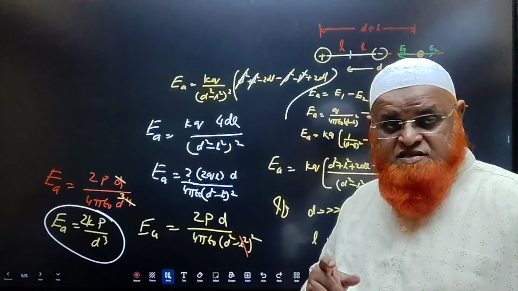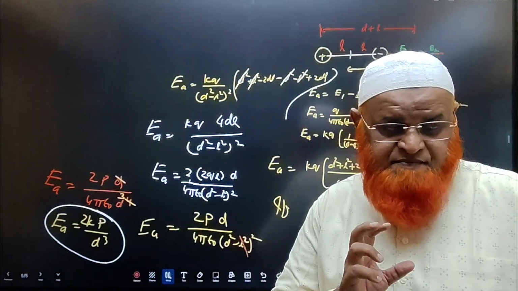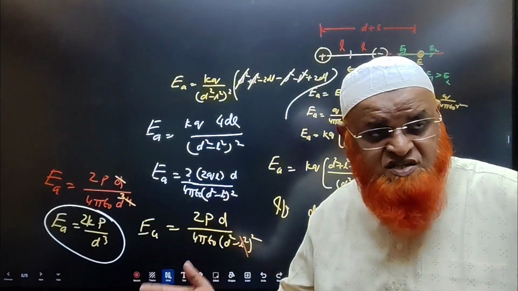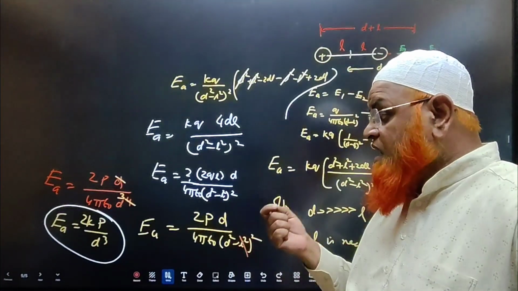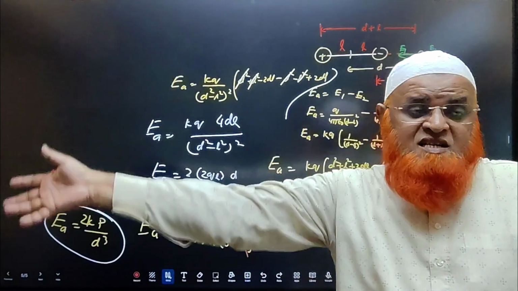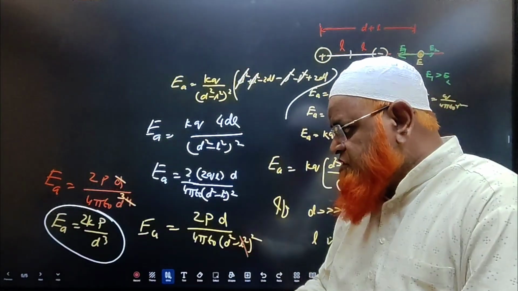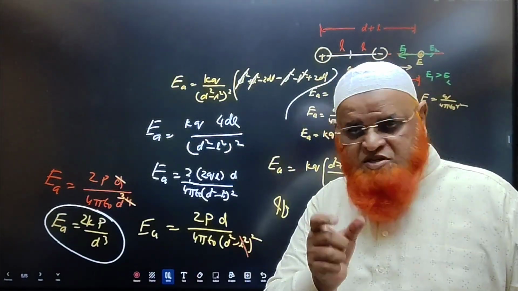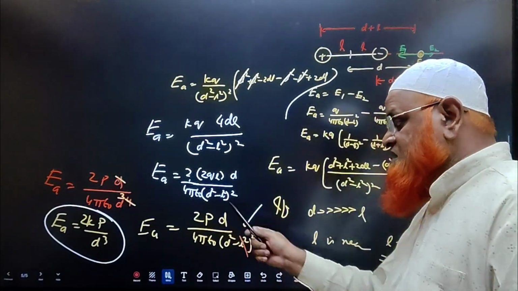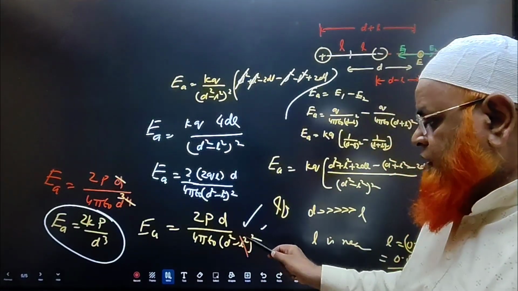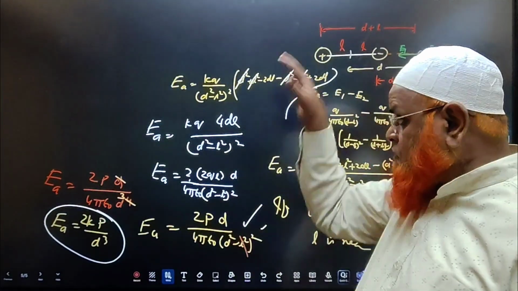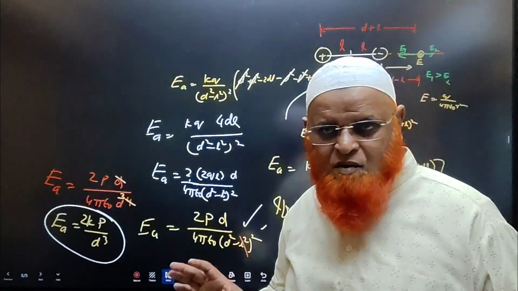Understood? Because the question says find the electric field due to an electric dipole, where the distance is farther. Farther distance means you have to take this one. Lesser distance means you have to consider this one. So to understand farther distance and lesser distance, you have to keep the formula like this only. You do not cancel L square here. So to know that concept, you should know the derivation. Is it clear what I am saying now?